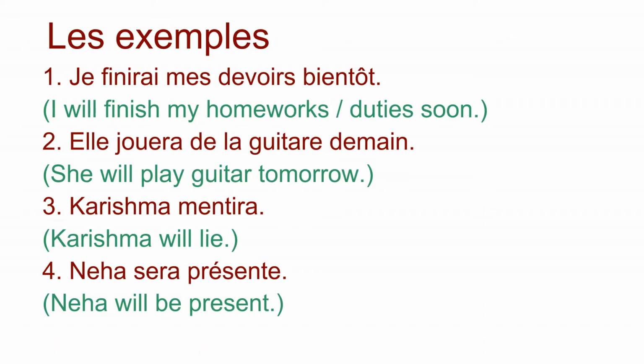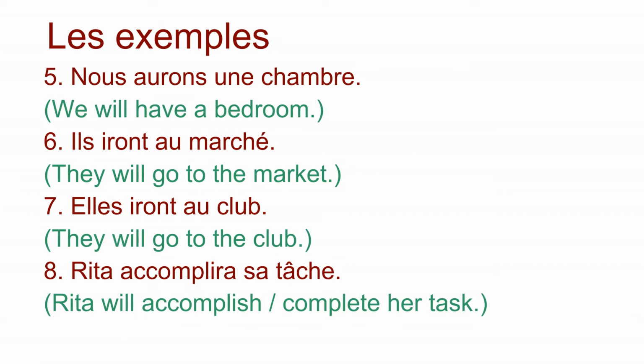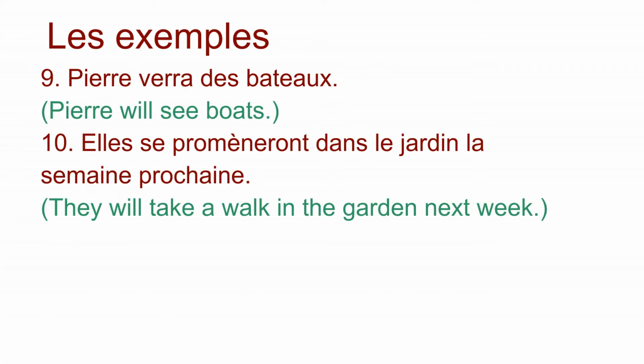Examples. Je finirai mes devoirs bientôt. Elle jouera de la guitare demain. Karishma mentira. Neha sera présente. Nous aurons une chambre. Ils iront au marché. Elles iront au club. Rita accomplira sa tâche. Pierre verra des bateaux. Elles se promèneront dans le jardin la semaine prochaine.